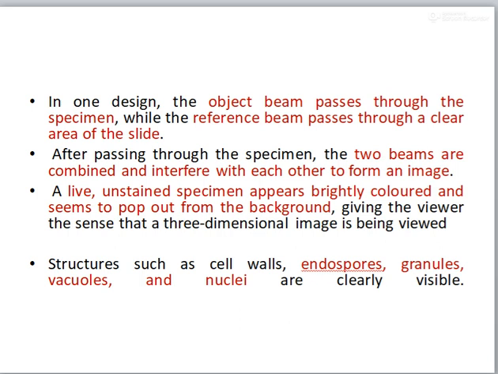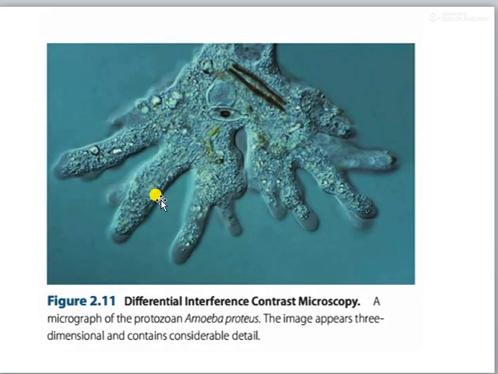And so a live unstained specimen can be viewed brightly colored and seems to pop out from the background, giving the viewer the sense of a 3D image. Now you can see cell walls, endospores, granules, vacuoles and nuclei, etc. Now this is the case of differential interference contrast microscopy.